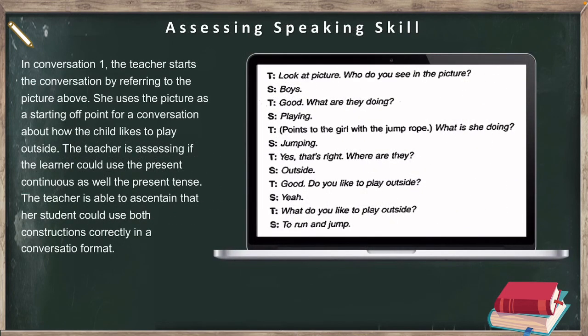Next, in conversation 1, the teacher starts the conversation by referring to the picture above. She uses the picture as a starting off point for a conversation about how the child likes to play outside. The teacher is assessing if the learner could use the present continuous as well as the present tense. The teacher is able to ascertain that her student could use both constructions correctly in a conversation format. You can see on the right side.